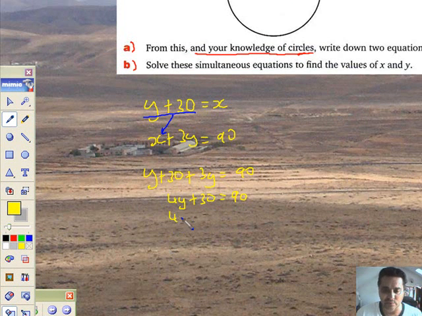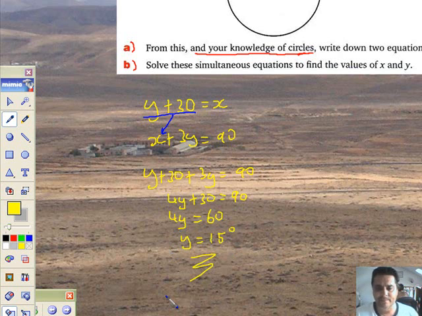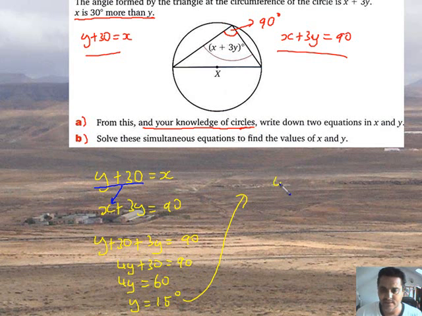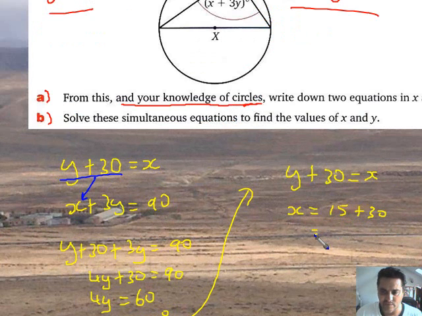Take the 30 over next one and subtract. 4y comes to 60. 60 divided by 4, 15 degrees. Beautiful, isn't it? Now what about working out x? Oh, dead easy. Look at this. I've got y plus 30 is x. So x is going to be 15 degrees plus the 30 degrees, 45 degrees. That is a lovely, tasty question. There you go. x is 45 degrees, y is 15 degrees.